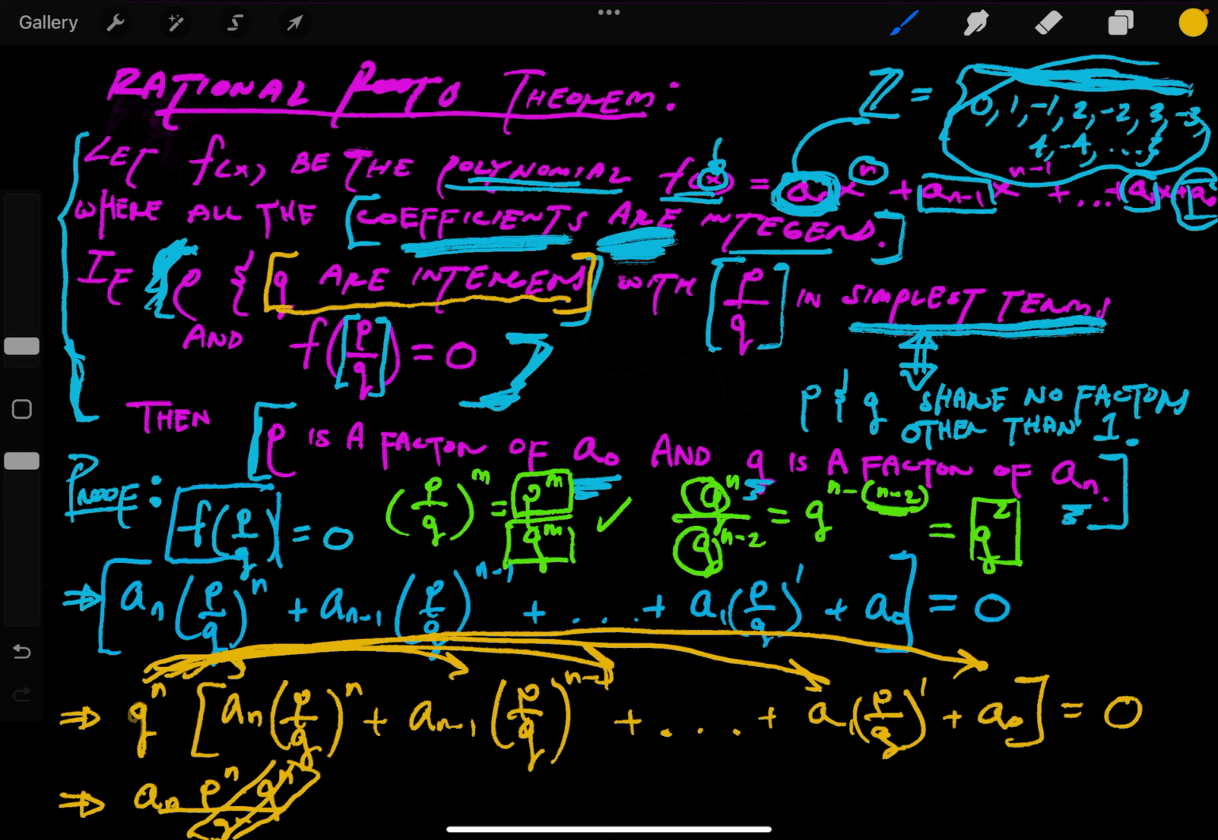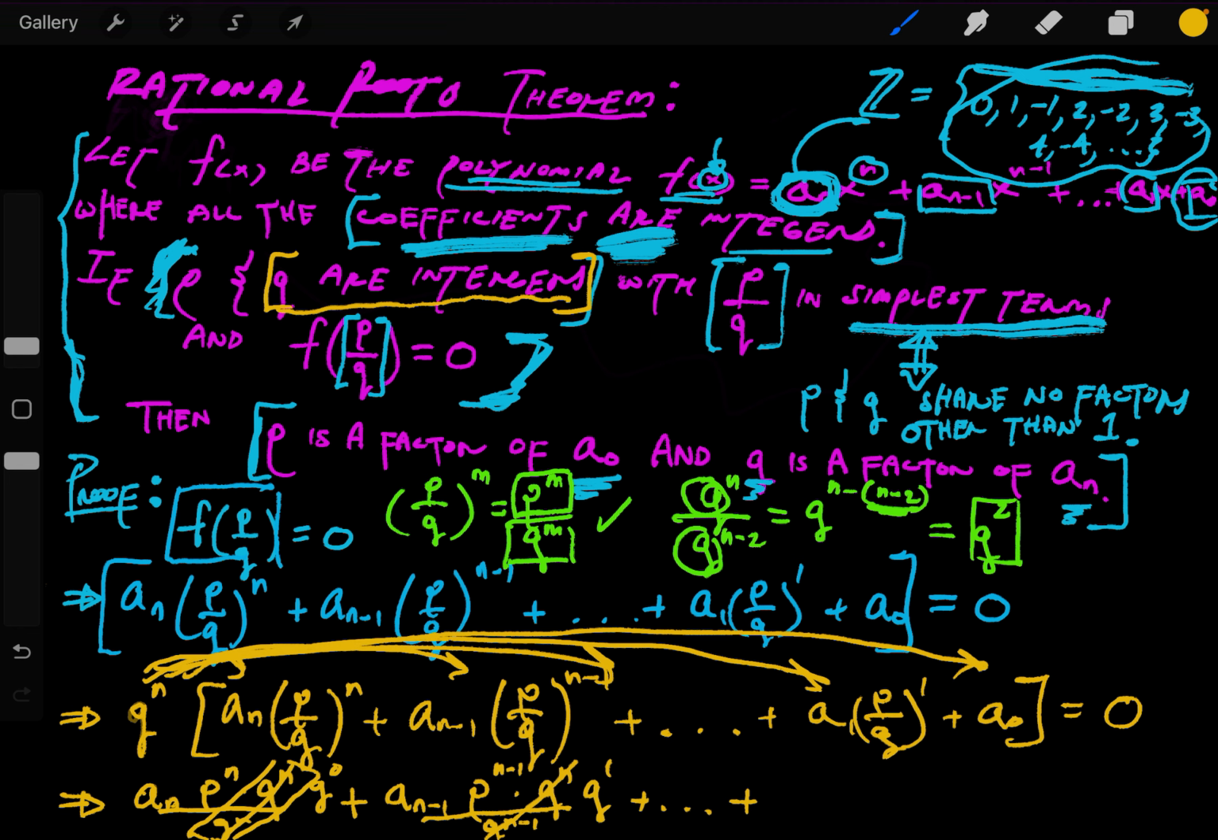I'm left with a sub n times p to the n as the first term, plus a sub n minus 1, p to the n minus 1, times q to the n over q to the n minus 1. These two cancel out, leaving a q on top. Plus dot, dot, dot. If you see a pattern, there are no q's here. There's q to the 0 right here, which is just 1. This is q to the 1, and so forth.